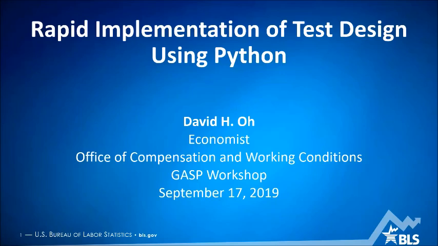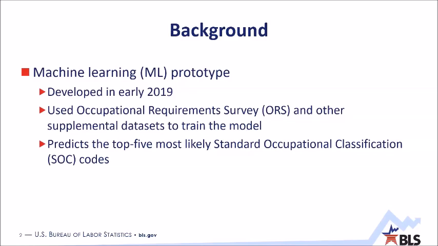So let's get started. First, as a background, in early 2019, our office developed a machine learning prototype using the occupational requirement survey, which McLeod went over earlier during this session, and some other supplemental data sets. This prototype predicts the top 5 most likely standard occupational classification codes, which we refer to as SOC codes.